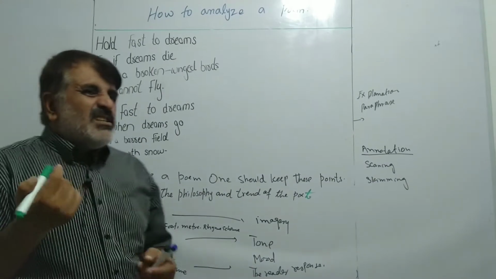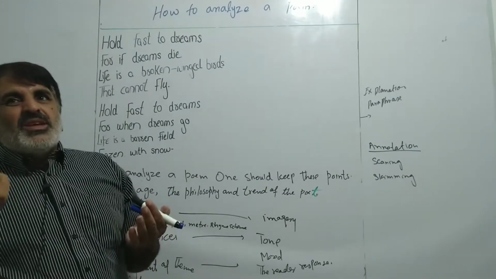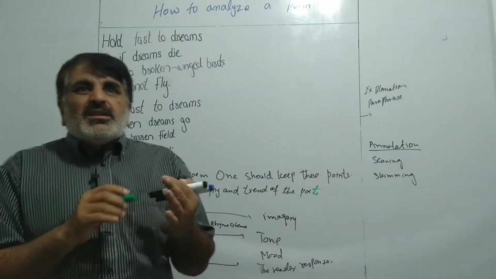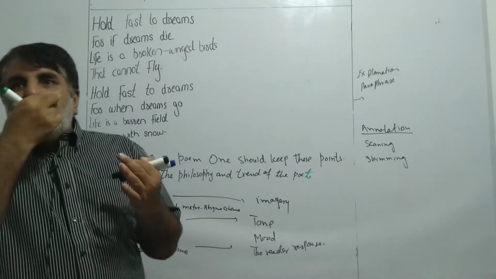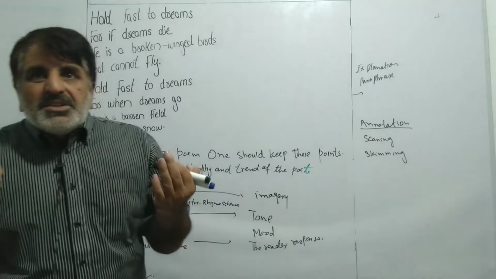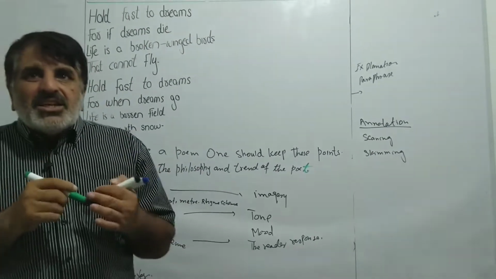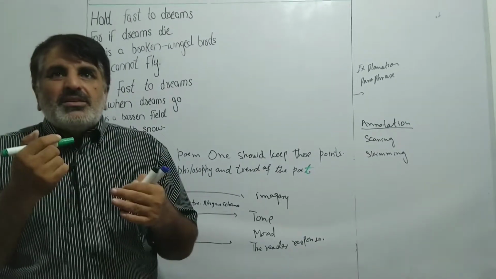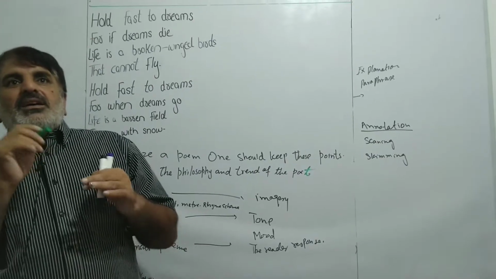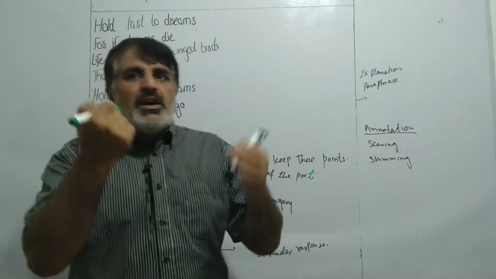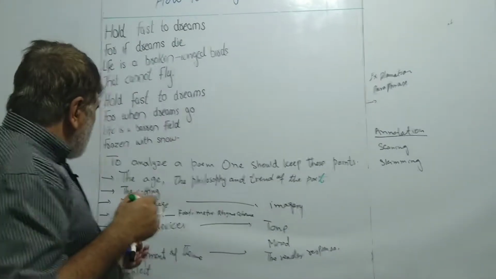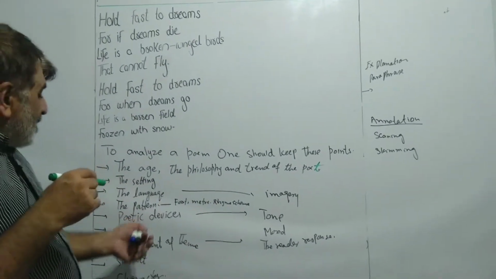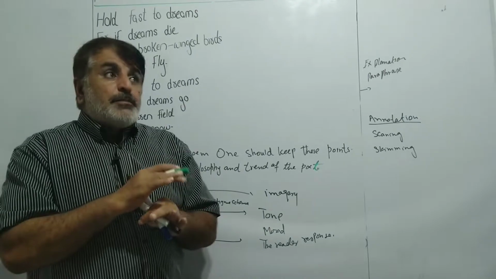Poetic devices: metaphorical language may be there. It means repetition, alliteration, assonance, consonance, onomatopoeia, all devices relevant to literature. Then theme, this is an important thing. What is theme? Theme is the central thought for which the poet or the writer has written.